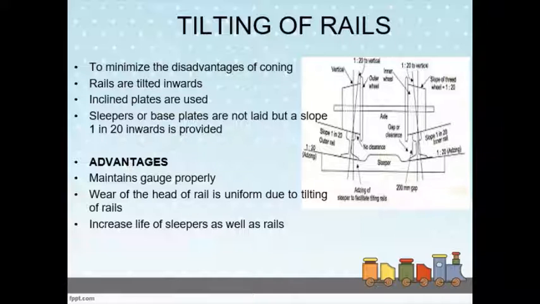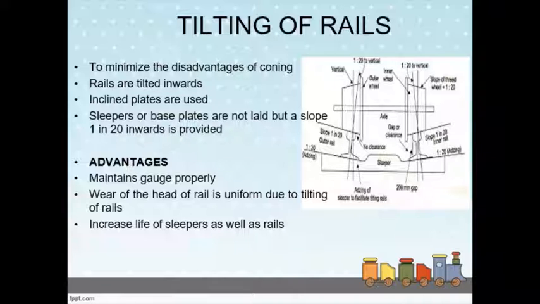Tilting of rails is provided to minimize the disadvantages of coning. Here, the rails are tilted inwards. For that, inclined plates are used. Generally, sleepers or base plates are laid with a slope of 1 in 20 inwards. You can see the details of tilting in the figure. It is otherwise known as adzing of sleepers.